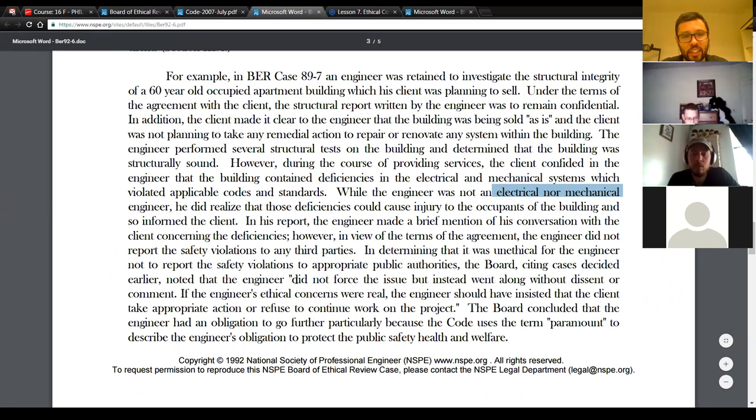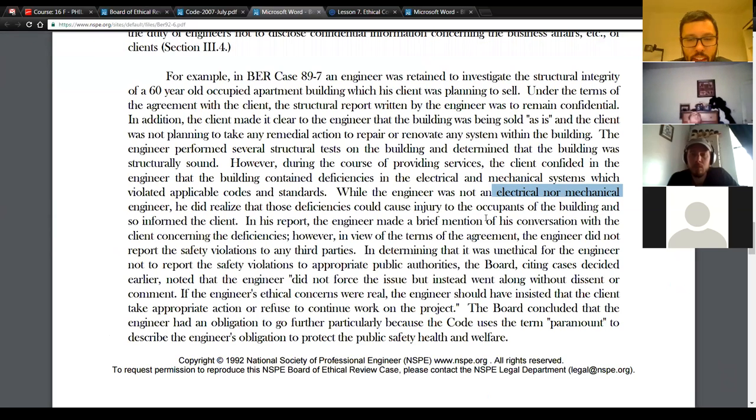Yes, the board says the engineer did not force the issue, but instead went along without dissent or comment. If the engineer's ethical concerns were real, the engineer should have insisted that the client take appropriate action and refuse to continue work on the project. So if I'm doing structural analysis for this building and I know that there are electrical and mechanical failures in the building that put the tenants at risk, then I have an obligation either to tell the owner that something needs to be done, and if the owner's not going to do anything, to let other authorities know that something needs to be done.